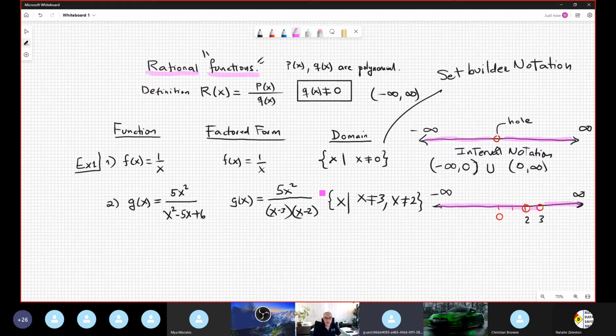So the domain expressed in interval notation contains 3 pieces: from negative infinity, comma 2, union, 2 to 3, union, 3 to infinity. This is the set of values that, when you plug them into the function, give no problem, no undefined. And 2 and 3, bad guys, undefined. Everyone follow me?